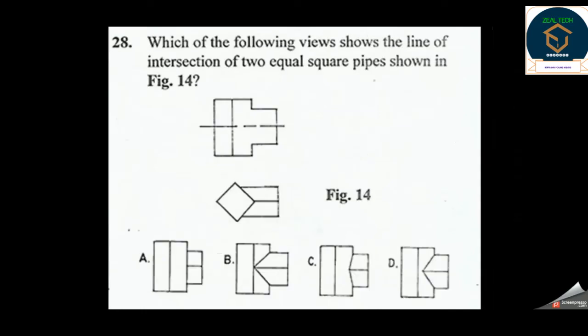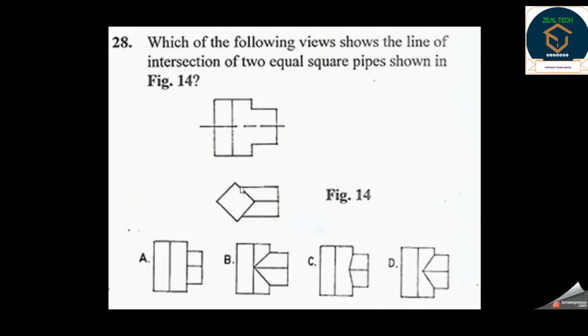Question number 28: which of the following views shows the line of intersection of the two equal square pipes shown in figure 14? Since they are equal, that means their areas or diameters are the same. Whenever you have cylinders or square-base prisms that have the same area, or their sides are the same, the line that will connect them will be at right angles to each other. The answer here will be this one, B. They say they're equal. Take note of this. Had they not been equal, the answer would have been D. But now that they are equal, it will be like this.